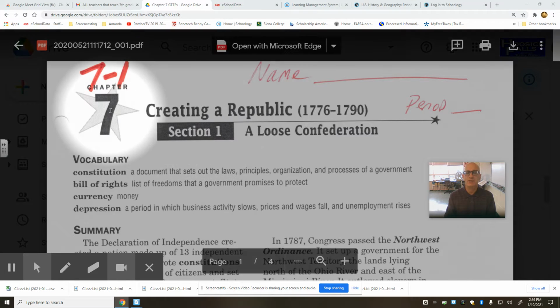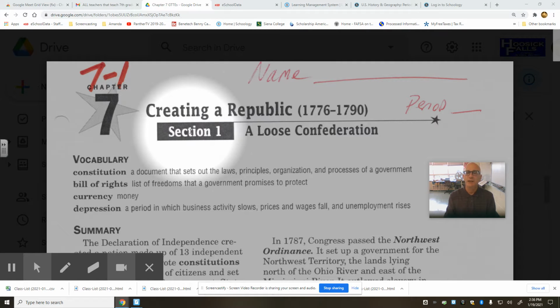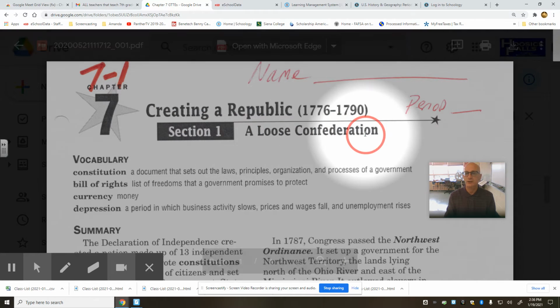So we're going to look at chapter 7, section 1, creating a republic. And chapter 7 is titled Creating a Republic. Chapter 7, section 1 is titled A Loose Confederation, which is going to refer to the 13 states in 1783 after the Treaty of Paris.